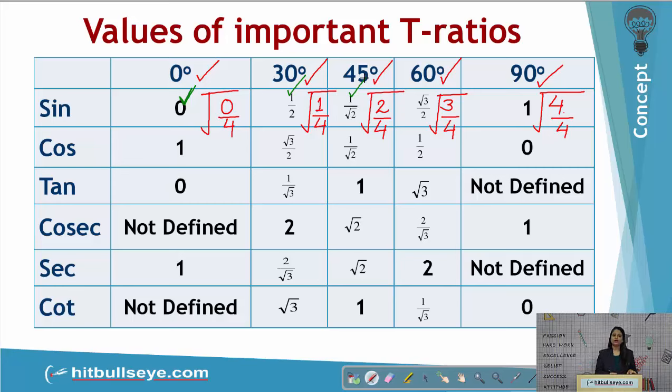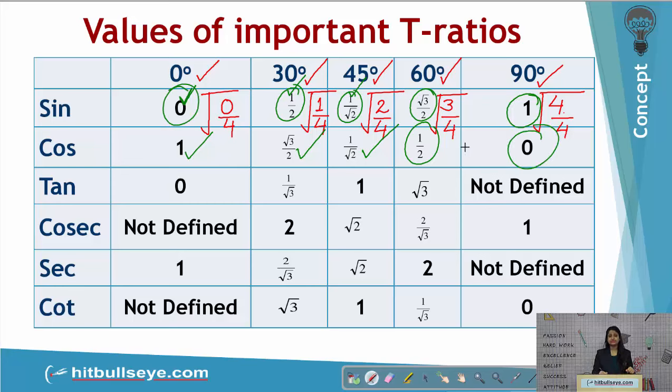Okay, now how to write cosine line? I mean all the values of cos theta at these particular angles. Just write the above line in reverse order. I mean this one will come here, then this root 3 by 2, then 1 upon root 2, then half, then this 0. We are writing the above line in reverse order.